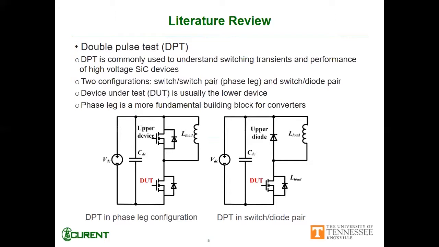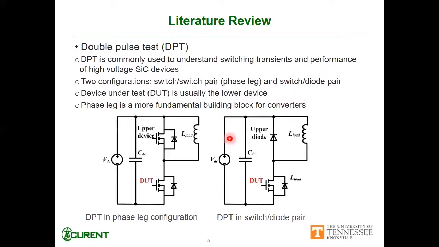Usually double pulse test, DPT, is widely used to characterize the switching transient and the performance of power devices. So double pulse test is just like a pulse test to capture the turn on and turn off transient for the characterization. There are two configurations for DPT.